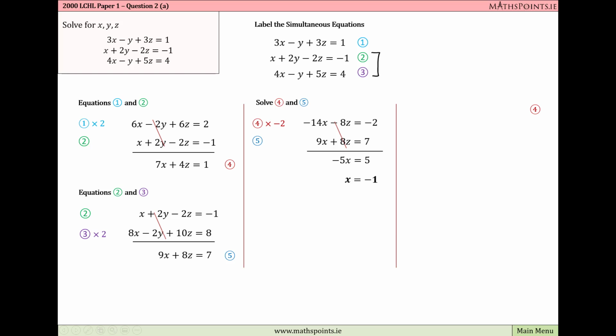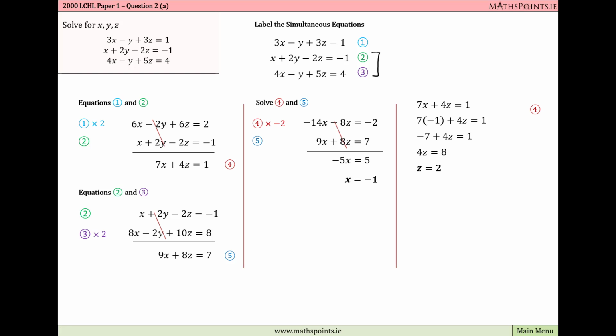And so I write down equation 4, 7x plus 4z equals 1. I now know that x is equal to minus 1, so I'm going to sub that in. 7 times minus 1 is minus 7 plus 4z equals 1. I'm going to add a 7 to both sides to get rid of the minus 7 from the left, so 4z is equal to 8. And I'm going to divide both sides by 4 to give me that z is equal to 2. Now I have that x equals minus 1 and z equals 2.